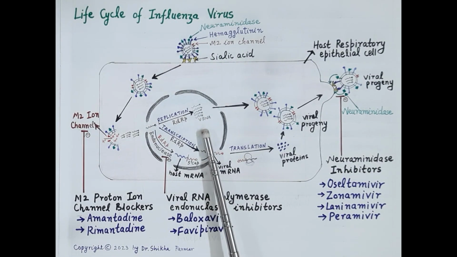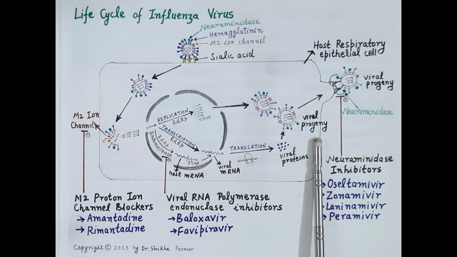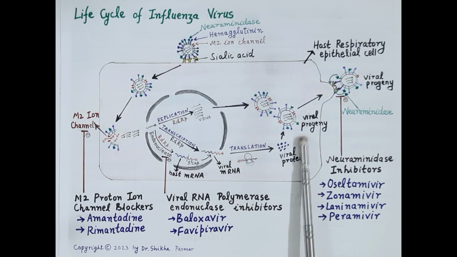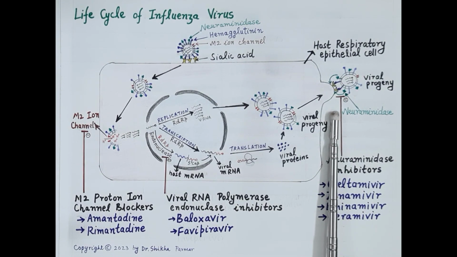Now, replicated viral RNA and these viral proteins are utilized to produce influenza virus progenies. Now, these influenza virus progenies fuse with the host cell membrane to come out of the host cell by the process of exocytosis. But during the process, their hemagglutinin protein remains stuck with the host sialic acid residues, which prevents exocytosis, which prevents the release of viral progenies.